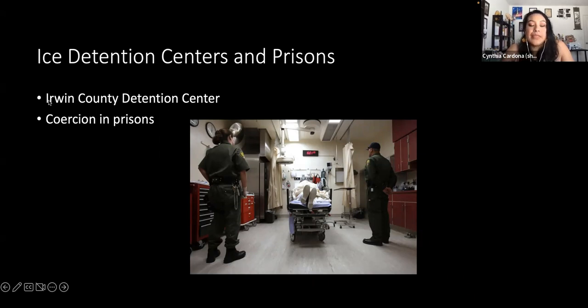If you want to look it up, there was a whistleblower, a nurse that went public talking about how at the Irwin County Detention Center, an immigration detention center run by ICE, women were being taken to a doctor that was performing sterilizations without consent. They were contracting this doctor to provide the medical care to women in the detention center. Oftentimes, if a woman needed care, she was sent to this clinic where this doctor was doing the work. And there he was performing sterilizations on these immigrant women.